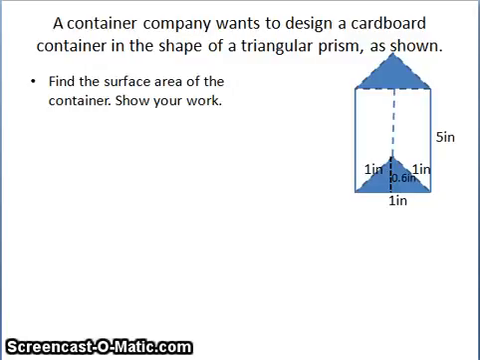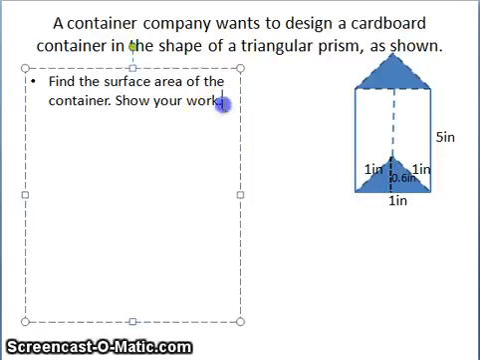Okay, so a container company wants to design a cardboard container in the shape of a triangular prism as shown. Find the surface area of the container, show your work. Alright, show your work. You will get no credit if you show no work. Okay? So what I need to do first is remember the surface area formula. Remember that surface area was 2 times the area of the base plus the perimeter times the height.